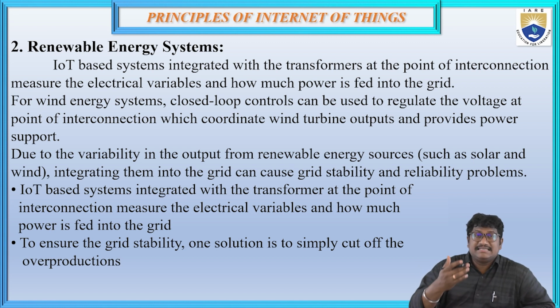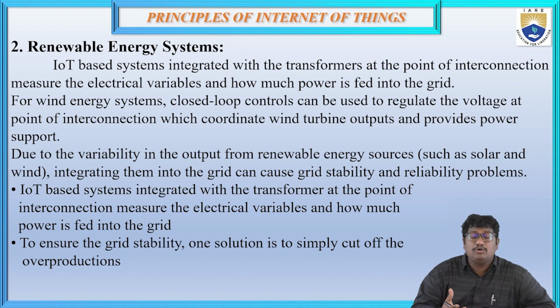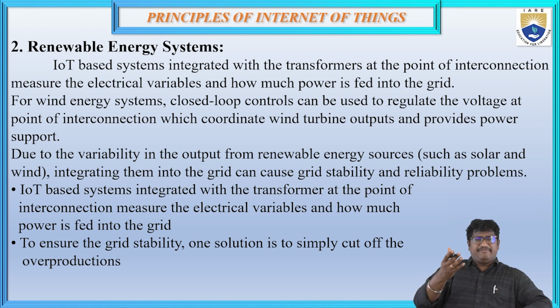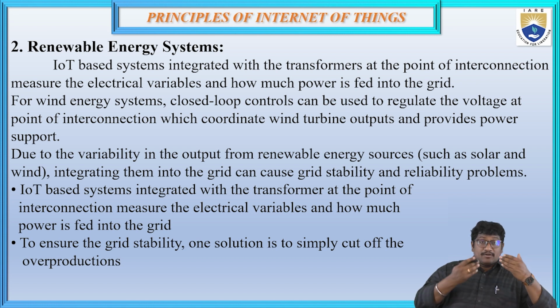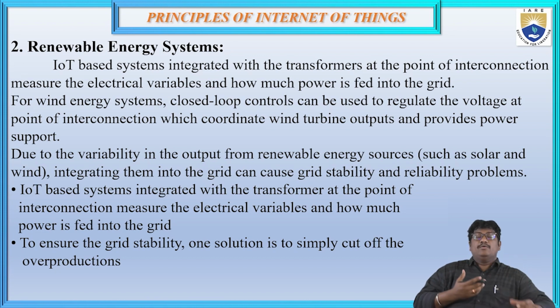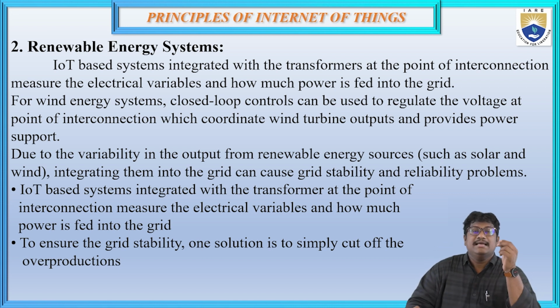In this, there is a need to find out the variable output from renewable energy resources such as solar and wind. Have you seen wind fans which are established in an open area, or solar plates? Through those devices we are generating solar energy as well as wind energy. We are generating some power and we know how much variable output is going to be generated. We integrate these resources into the grid, and by using our IoT systems, these systems are integrated with a transformer at a particular point of time.